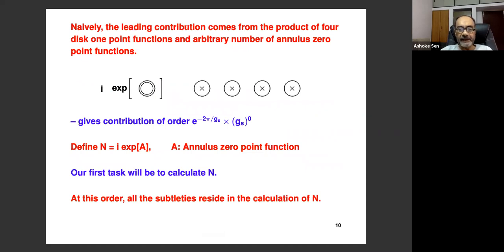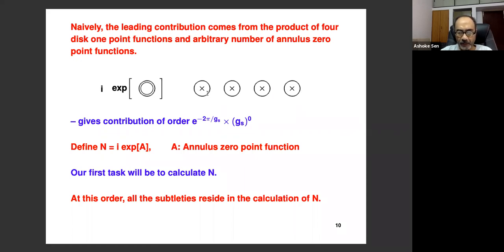So naively, the leading contribution, we are now looking at it from the worldsheet viewpoint, comes from the product of 4 disk one-point functions and an arbitrary number of annulus one-point functions. So this is what I've written. I'll explain why this is the leading contribution. This is a product of just simple one-point functions on the disk, and what enters at the center is the graviton vertex operator, because I'm trying to calculate the 4 graviton amplitude.